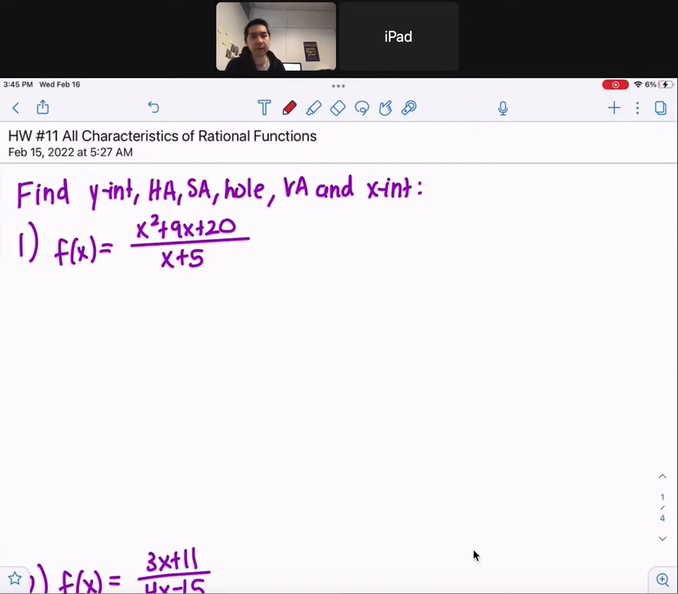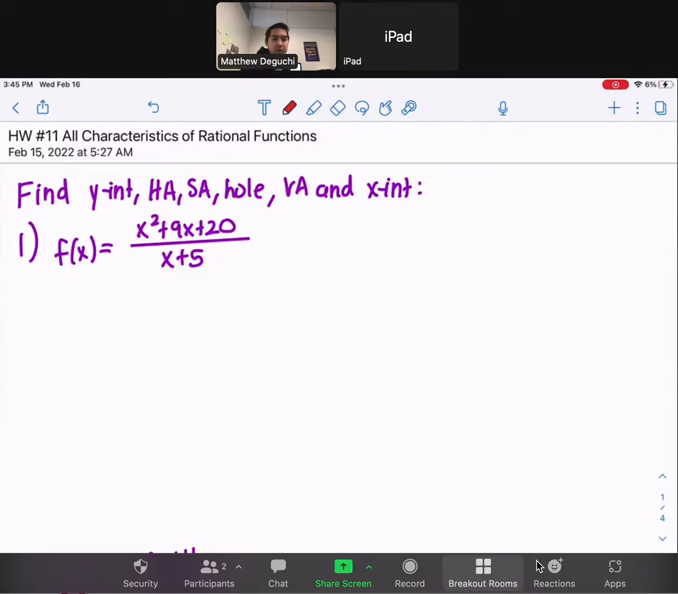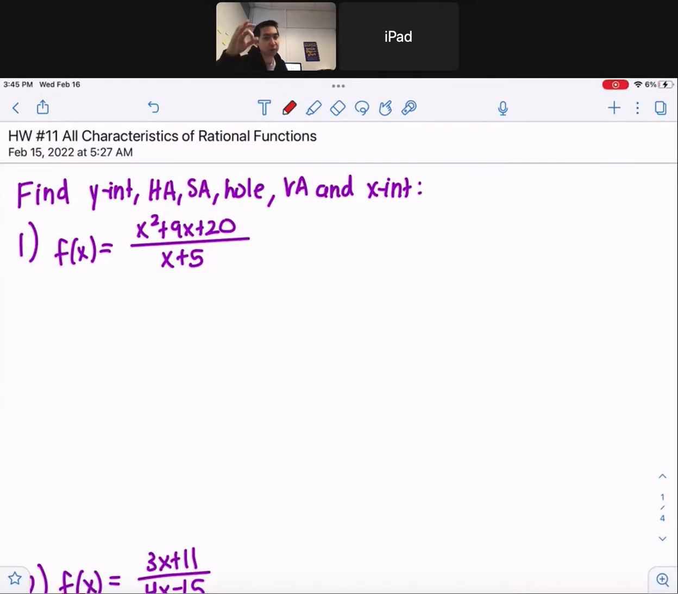Here's homework number 11, finding all characteristics of rational functions. So basically, y-intercept, horizontal asymptote, slant asymptote, hole, vertical asymptote, and x-intercept.